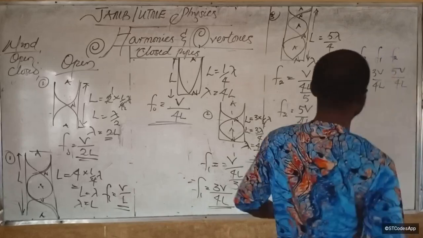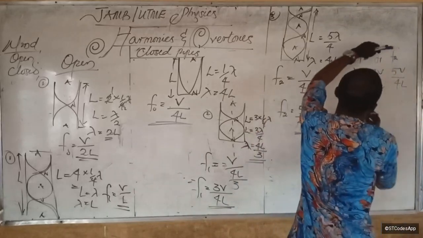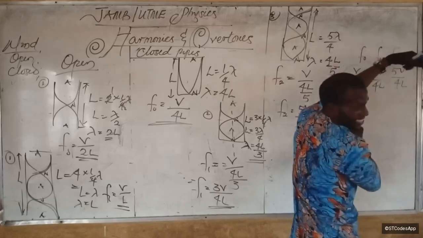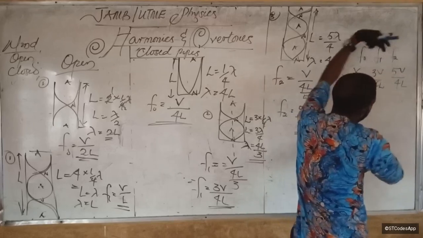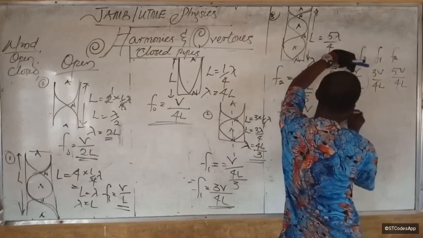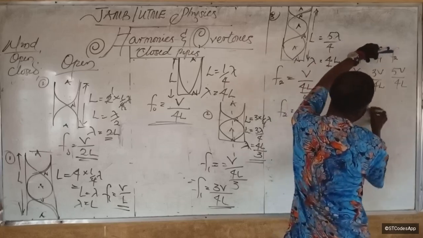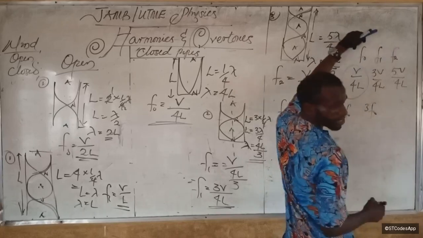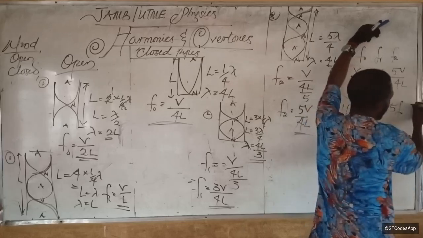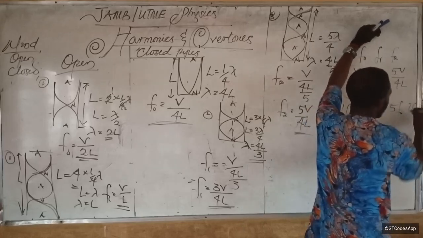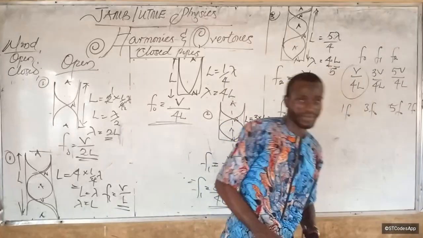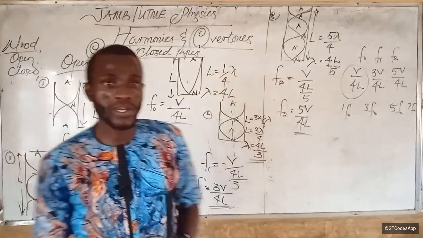I am noticing something: these guys are odd number integers. Odd number integer multiples of the fundamental frequency. Because here is 1F0. Here is 3F0, 3 times this. The next case is 5F0. What will be the next harmonic? 7F0. This is simple, right? All right. So that is it for harmonics and overtones.